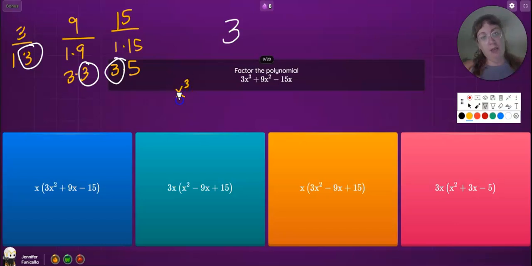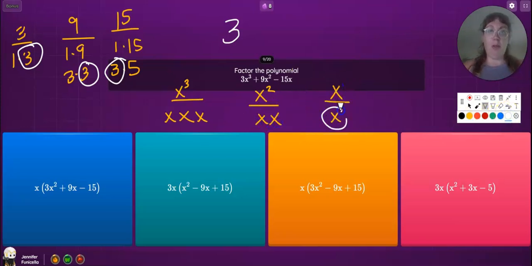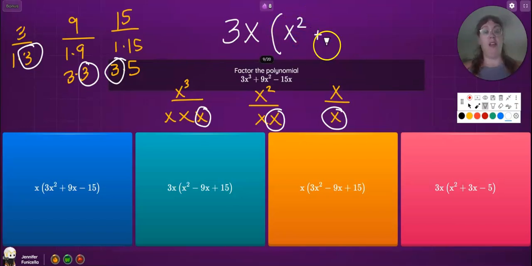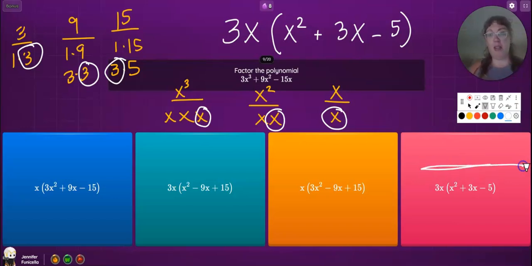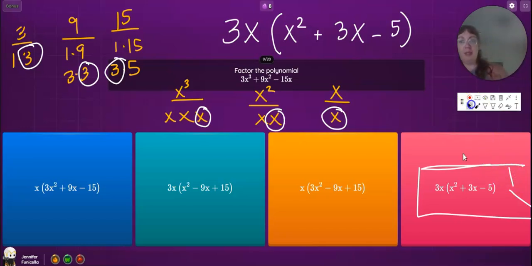So we have an x cubed, which is 3 x's. We have an x squared, which is 2, and then we just have an x. So the most we can take from every group is 1. So we have 3x. 3x cubed divided by 3x is going to be x squared, plus 9x squared divided by 3x is 3x, and 15x divided by 3x is 5. So we took out a 3x, we have x squared plus 3x minus 5. Brilliant.